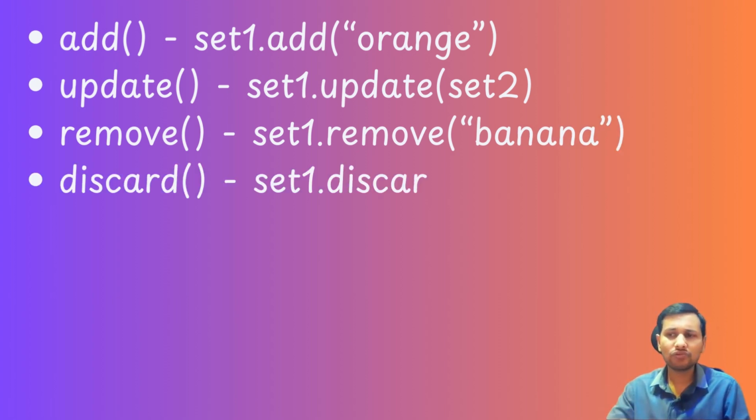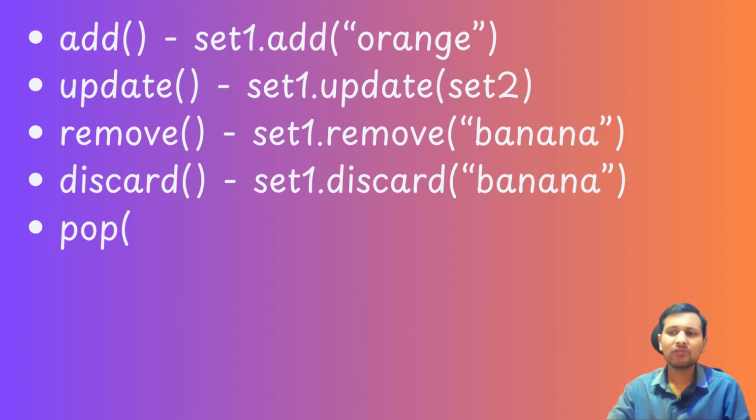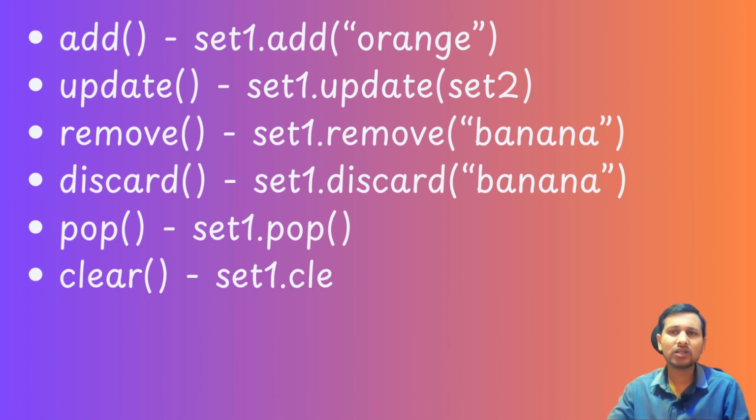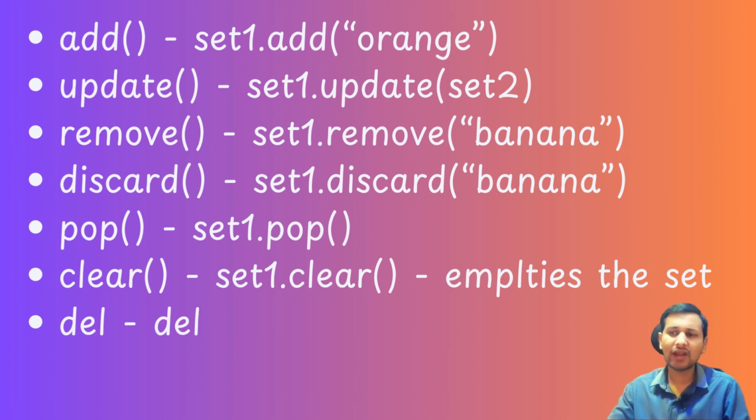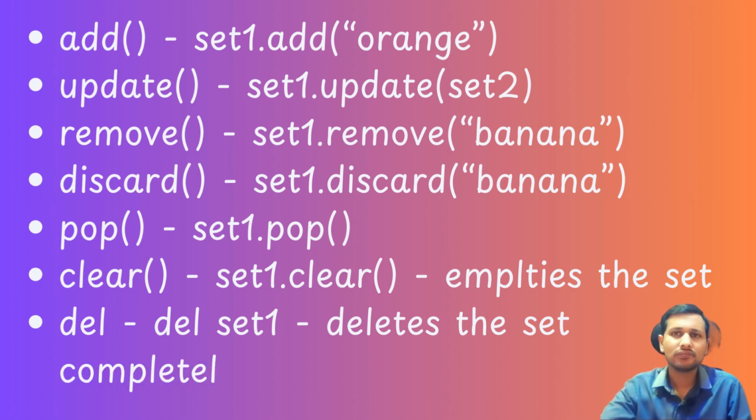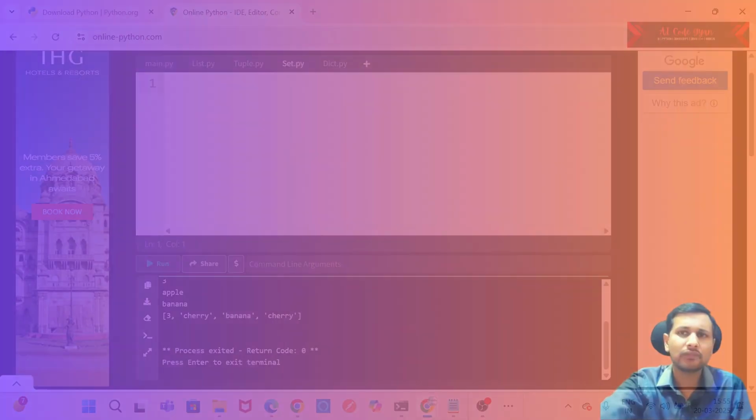We can use remove to remove particular items. We can use discard too, and we have the pop function to pop an item from the set. We have clear to empty the set, and delete to delete the set completely. Now let us go do hands-on. Let's start with the set data structure.